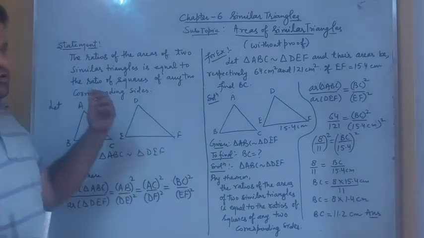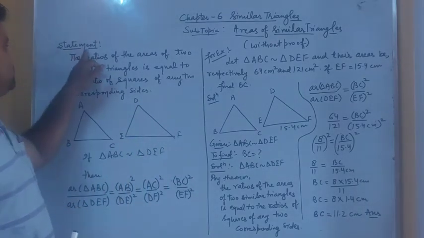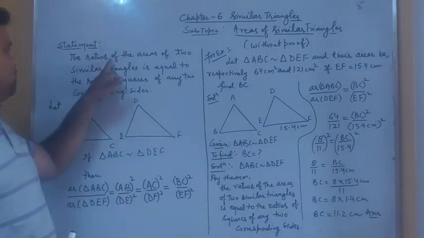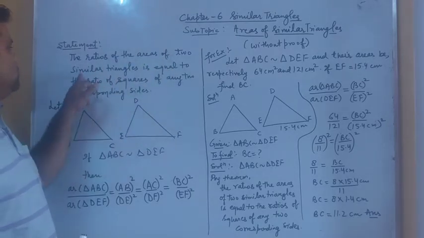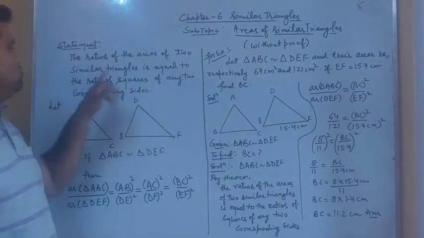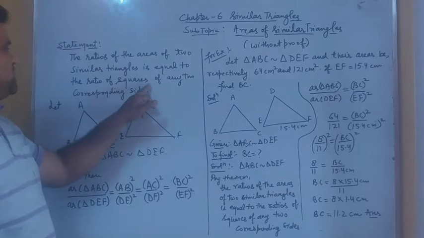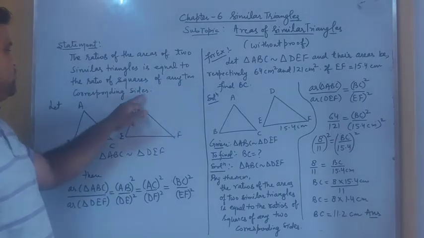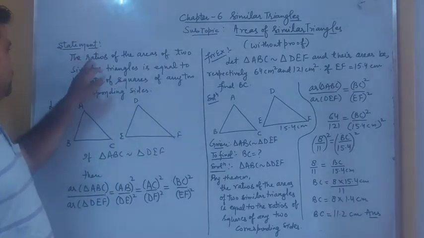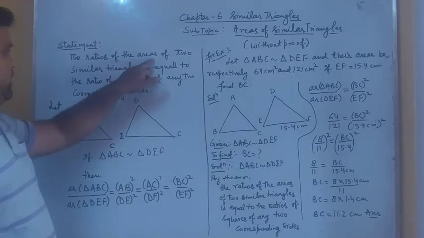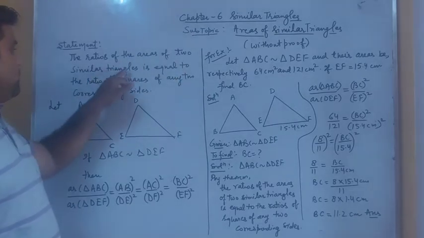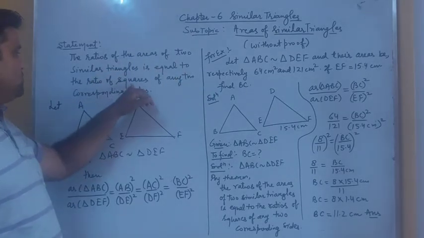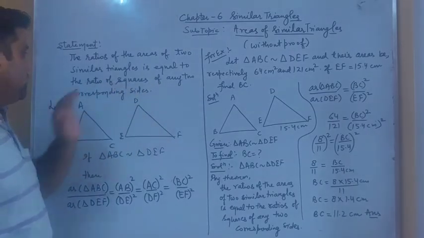So let us come to the topic. Its statement is: the ratio of the areas of two similar triangles is equal to the ratio of the squares of any two corresponding sides. Again I am repeating, the ratio of the areas of two similar triangles is equal to the ratio of the squares of any two corresponding sides.